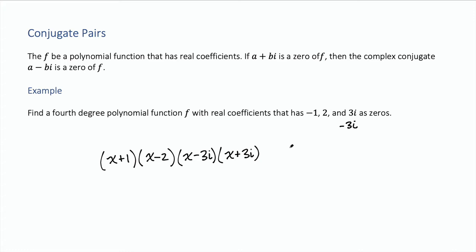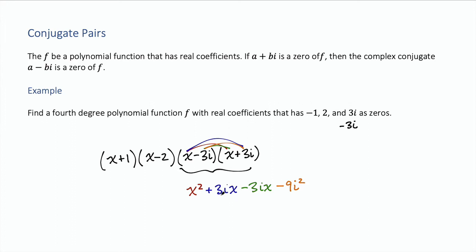We'd like to actually expand this and multiply it out. So what we're going to do is take this pair of factors with complex conjugates and multiply those. Taking x times x, we get x squared. x times 3i is 3ix. -3i times x is -3ix. And then -3i times +3i is -9i squared.